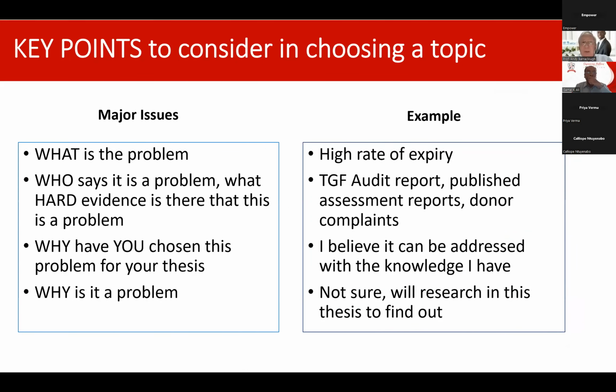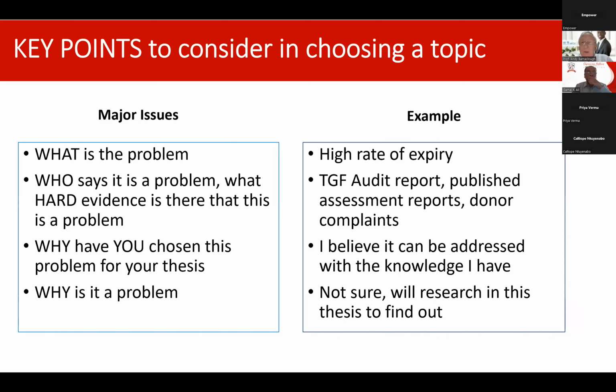So the key points around that is, what is the problem? Clearly state what's the problem area you're going to choose. It might be something simple like expiry rates, might be something more complex like management structure or staff turnover or lack of warehouse space. What's the problem? Then who says it's a problem? What's the evidence? What's the published information on this being a problem?